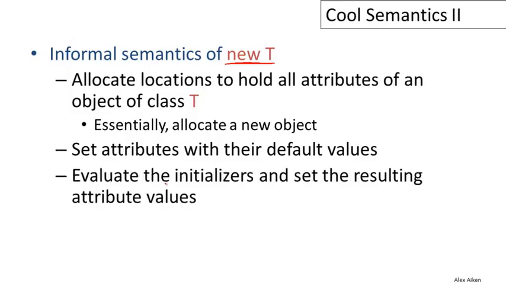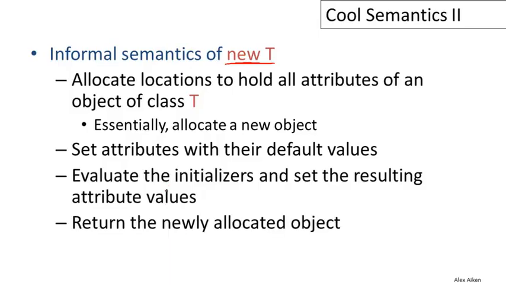And then we evaluate the initializers. So every attribute in the class declaration can have an initializing expression, and we're going to evaluate those and set the resulting attribute values. And then we return the newly allocated object. So these are the steps that are involved in setting up a new object. And as you can see, it's actually more than just allocating a little bit of memory. It's actually quite a bit of computation going on in allocating new objects in Cool.